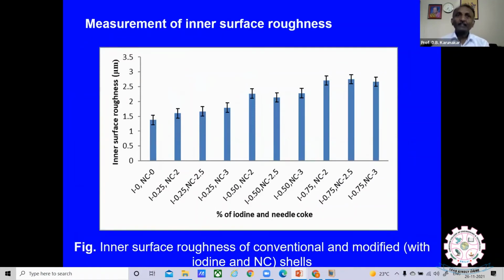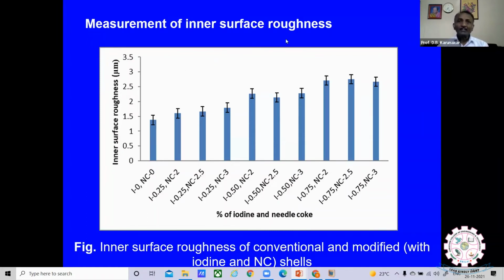Coming to the inner surface roughness, it is very important. It is the inner surface roughness of the ceramic shell, in which we pour the molten metal. So if the inner surface roughness is very good, even the cast component will have very good surface roughness. So the inner surface roughness should be very fine.